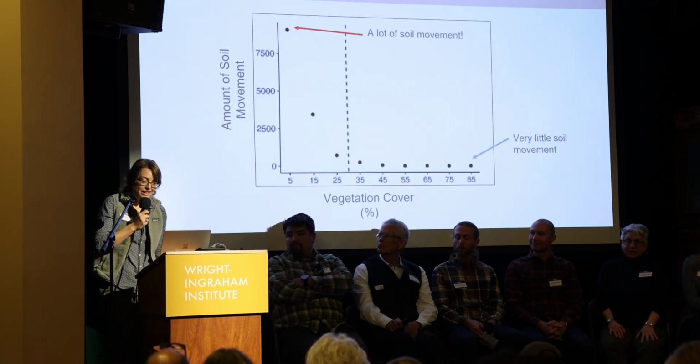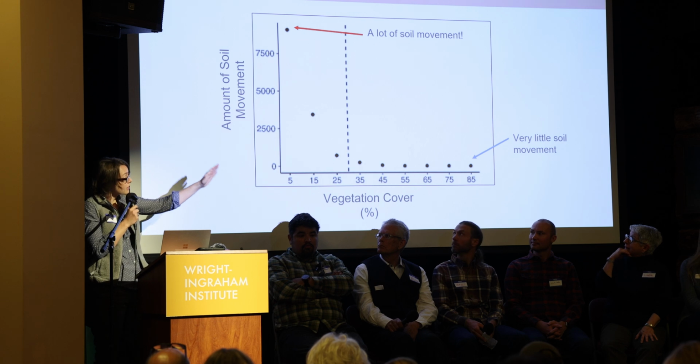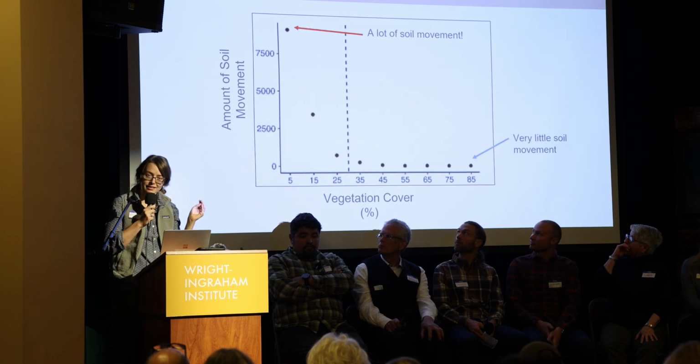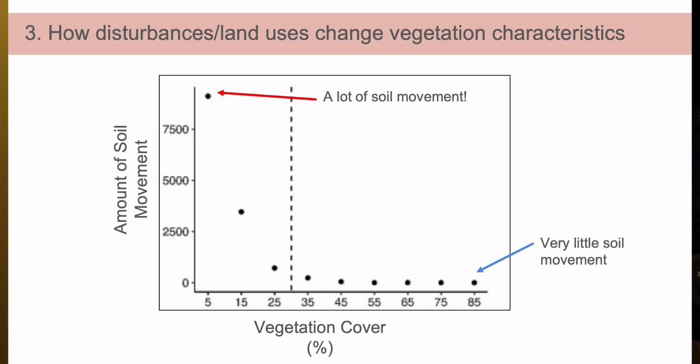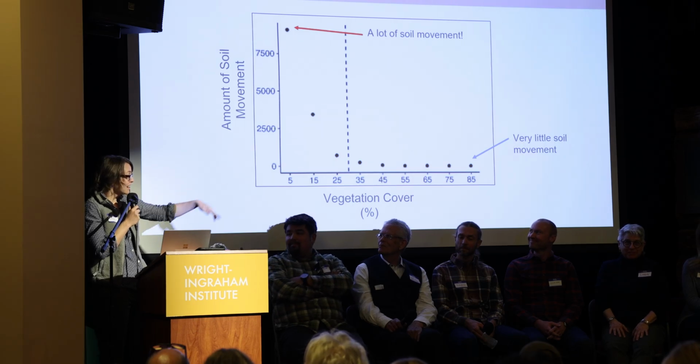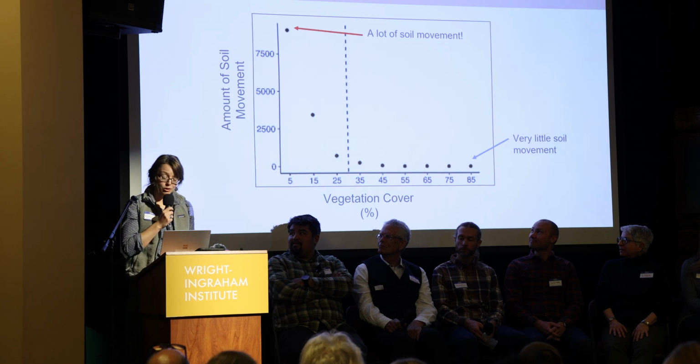And so this is not like a hypothetical graph, this is data from that exact same site where we have the vegetation cover down here and the amount of soil movement. And so when there's very little vegetation, there's a ton of soil movement. I know, it's crazy. And then when there's a lot of vegetation, you have very little soil movement.